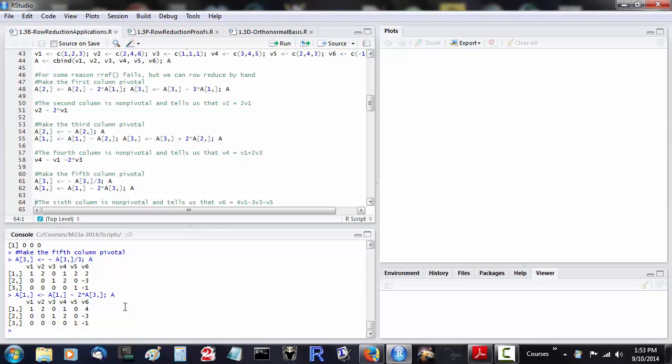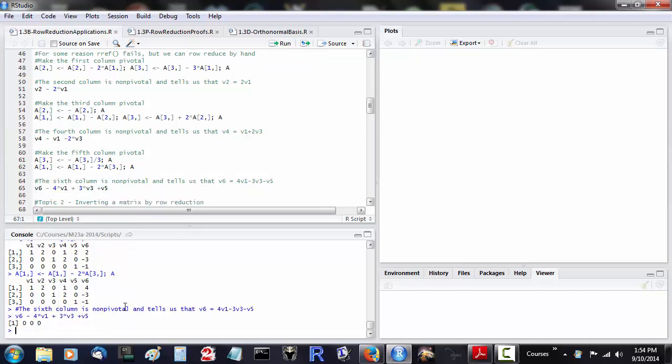What about column 4? Column 4 is non-pivotal. That means that the fourth vector can be written as a linear combination of the ones to its left. And in fact, it can be written as a linear combination of the two pivotal columns that emerged to its left. I can actually check that. It's being checked on line 58, where I show that V4 is the same thing as V1 plus 2V3.